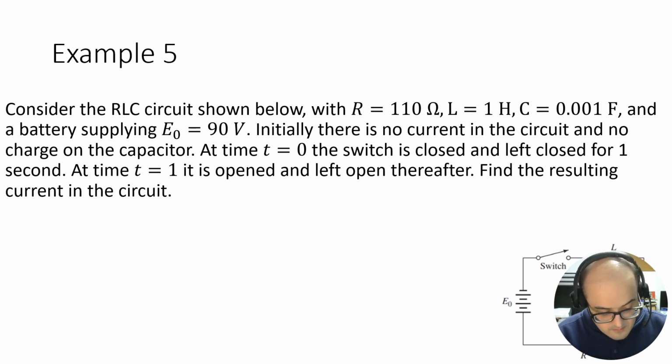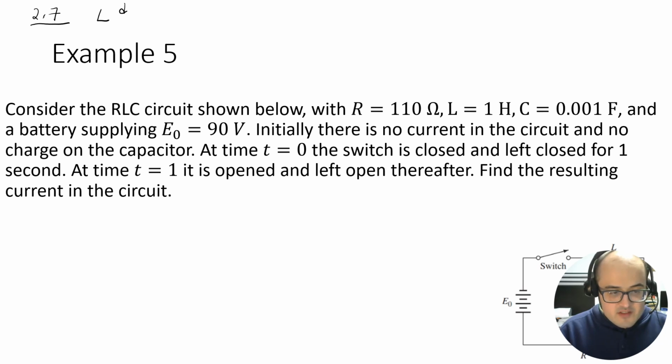So, we know from section 2.7, and I'll write this one up here since this is technically not the answer just yet, the equation that this uses is L times the first derivative of I with respect to t plus R times I plus 1 over C times Q is equal to some function E of t.